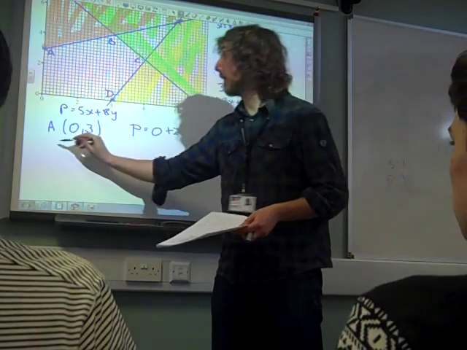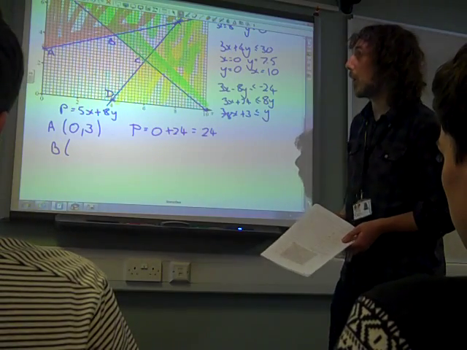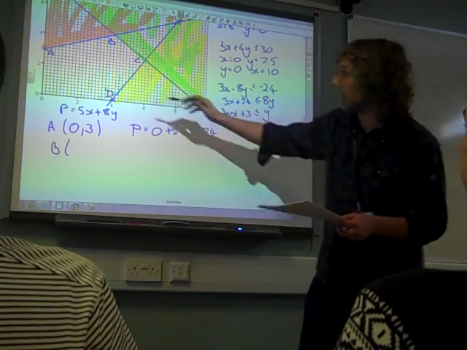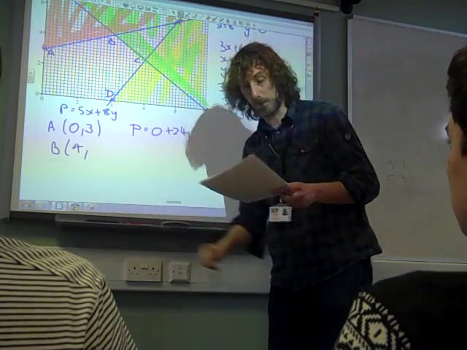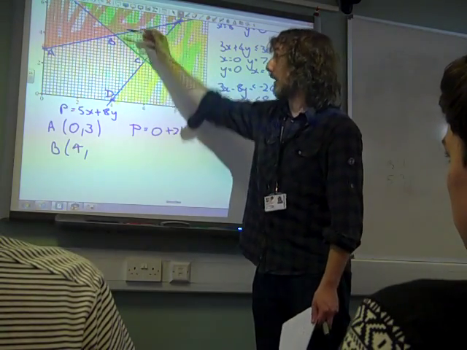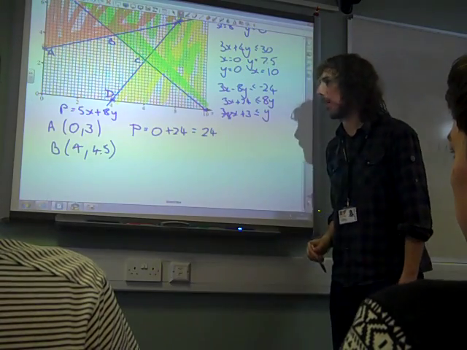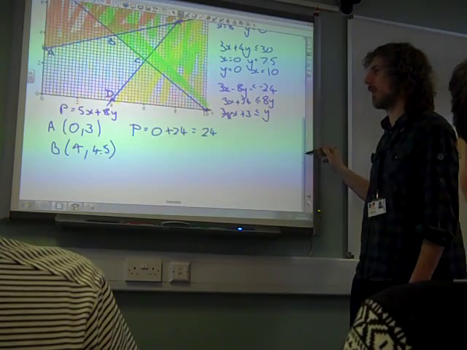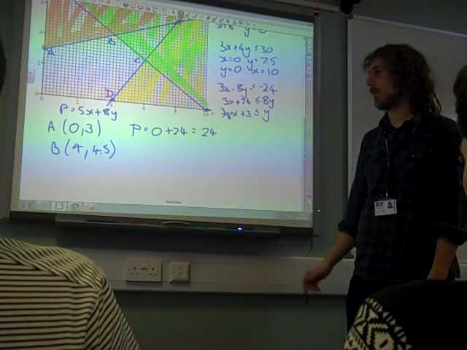At B, well, what is that point? My graph isn't amazing, but it was clear on the other one. X is 4, and the y value, you can see from the graph, is 4.5. We could calculate it with simultaneous equations, but for just 4 marks, I think it's all right to get it accurately from the graph.